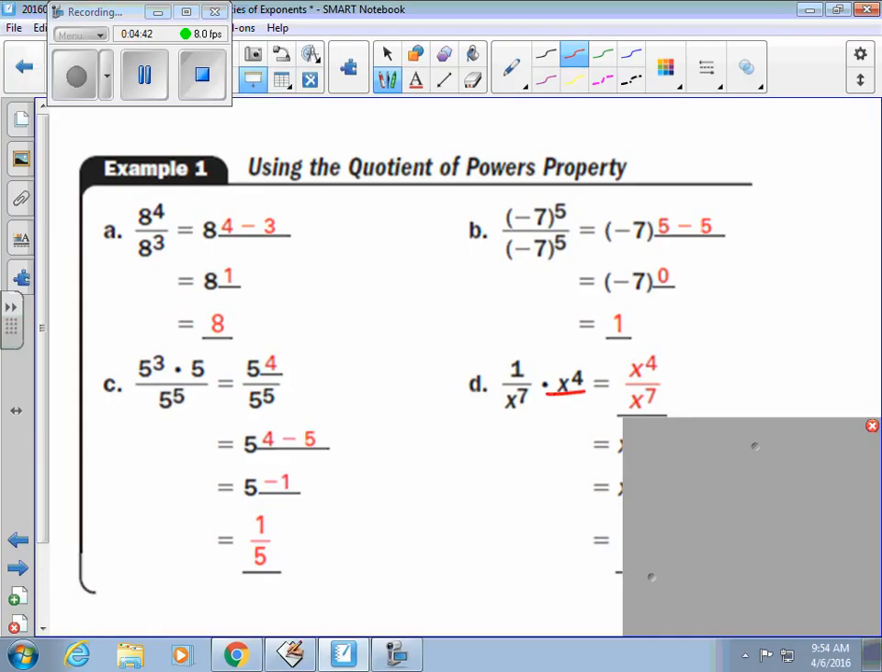Again, if you need to create a fraction out of this one just to see it better, do so. It's not a big deal. Once you have the same bases, x and x, you're subtracting them. 4 minus 7 is what you have. 4 minus 7 is x to the negative third.